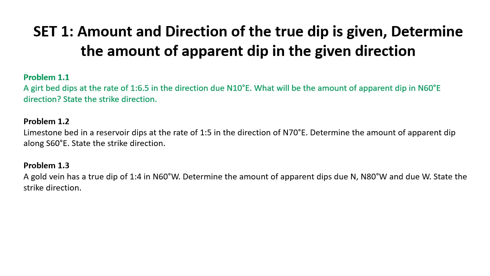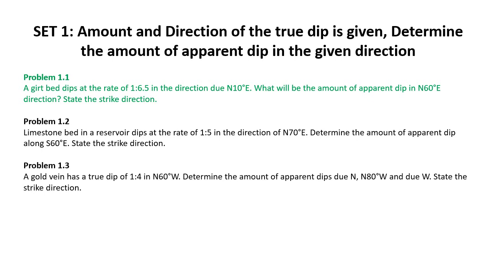That is the first problem. A grit bed dips at the rate of 1:6.5 in the direction due north 10° east. So here what is given? The direction and amount of true dip is given. That is, the direction is north 10° east. Along that direction, the amount is 1:6.5. Then what is asked?